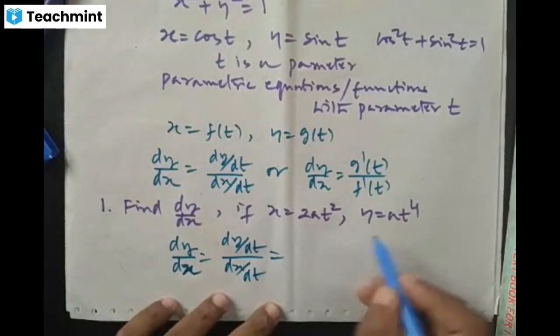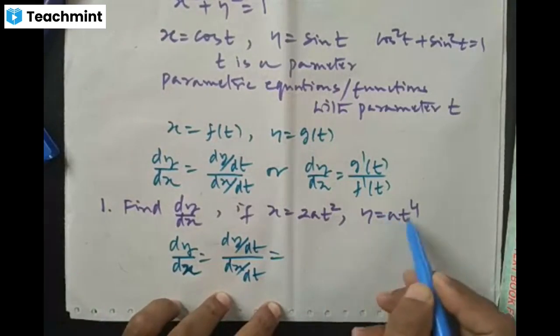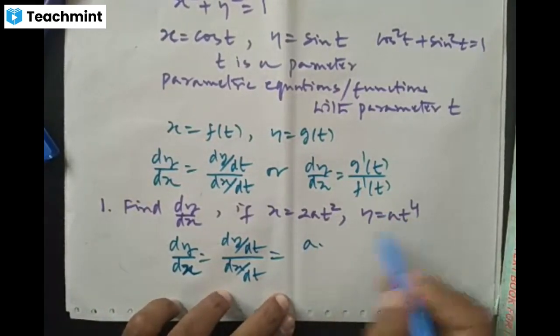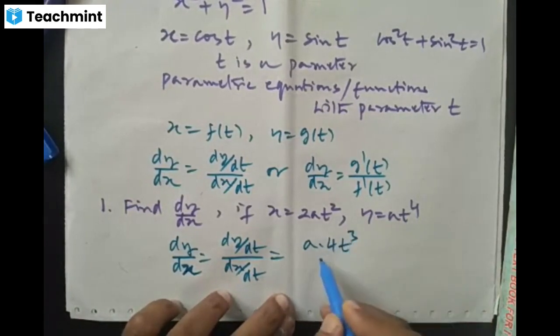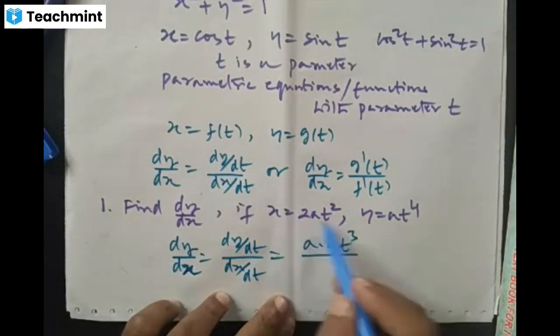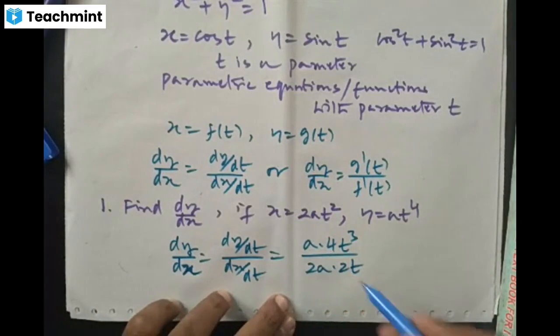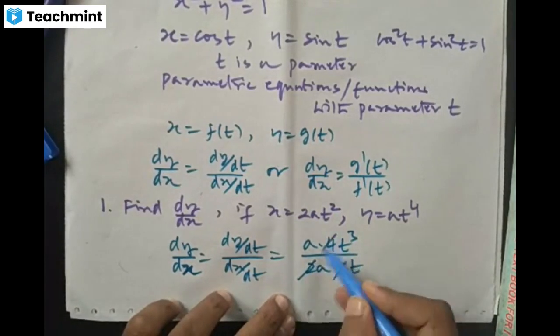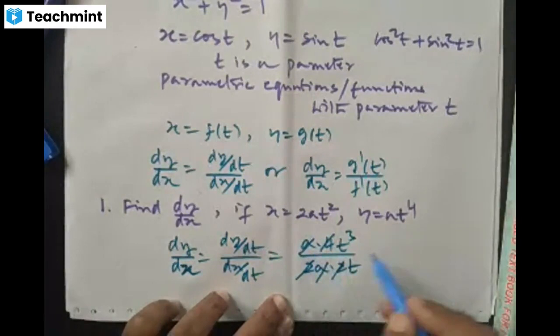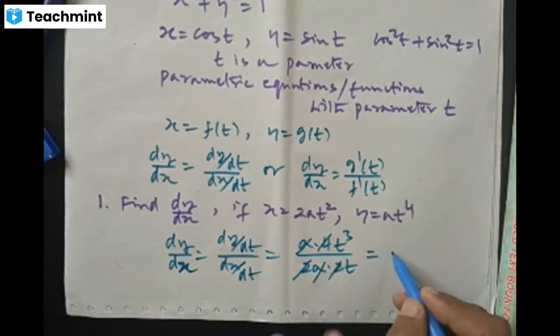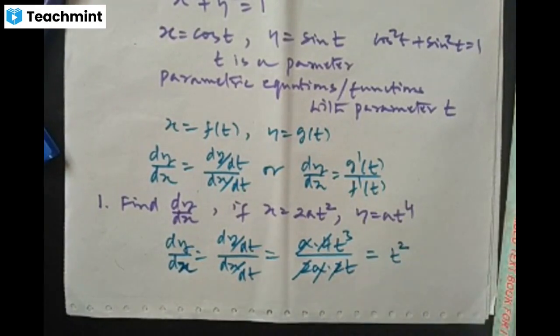Now what is dy by dt? Differentiate y with respect to t. a is the constant here, a into d by dt of t power 4, that is 4 t cube, right? Divided by dx by dt. 2a is a constant into d by dt of t square, which is 2t, correct? Now 2 into 2 is 4, you can cancel 4 and 4, you can cancel a and a, finally we have t cube by t. t cube by t is nothing but t square. So dy by dx is t square.